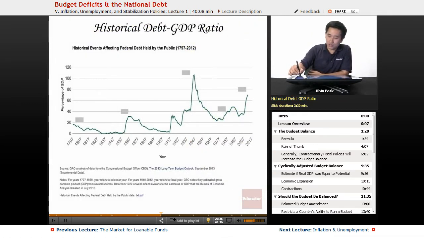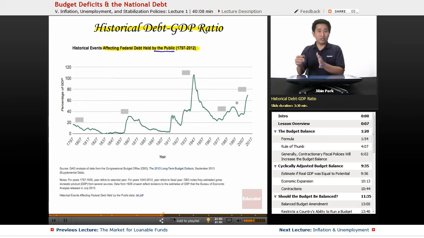Let's take a look at the historical debt to GDP ratio. Okay, so these are historical events affecting the federal debt held by the public. Now, what's kind of interesting, this is not the total debt necessarily. This is just the debt held by the public. So depending on whether you're talking about the total debt or the debt held by the public, you're going to get different debt to GDP ratios. So at least for this chart, we're only looking at the debt held by the public.